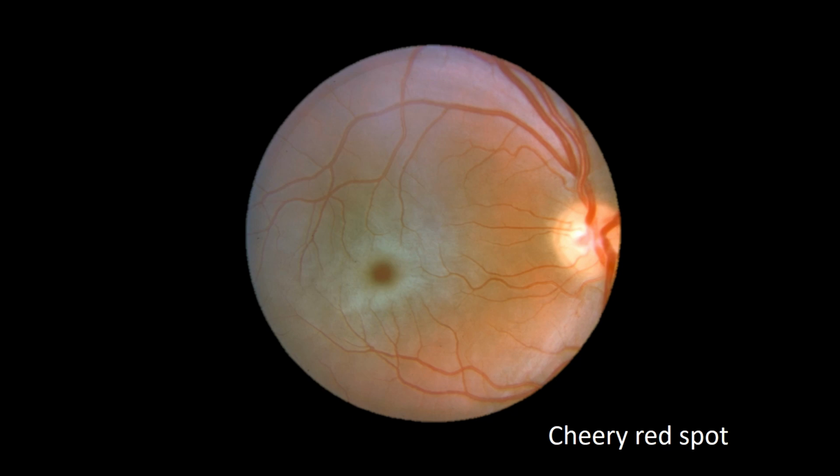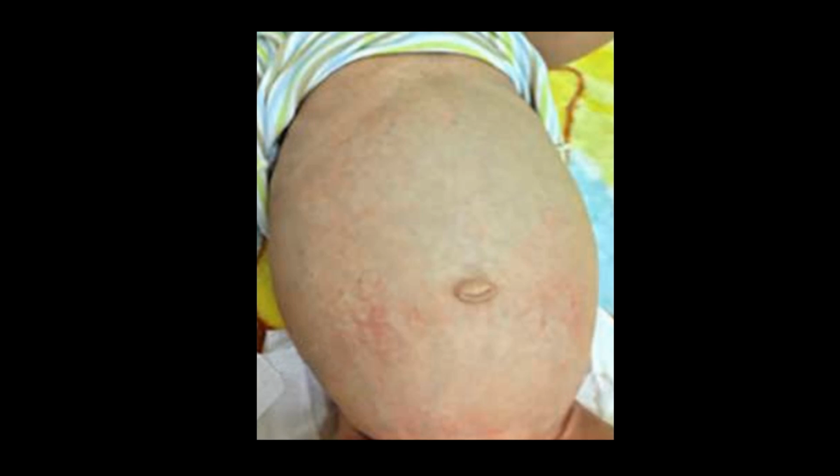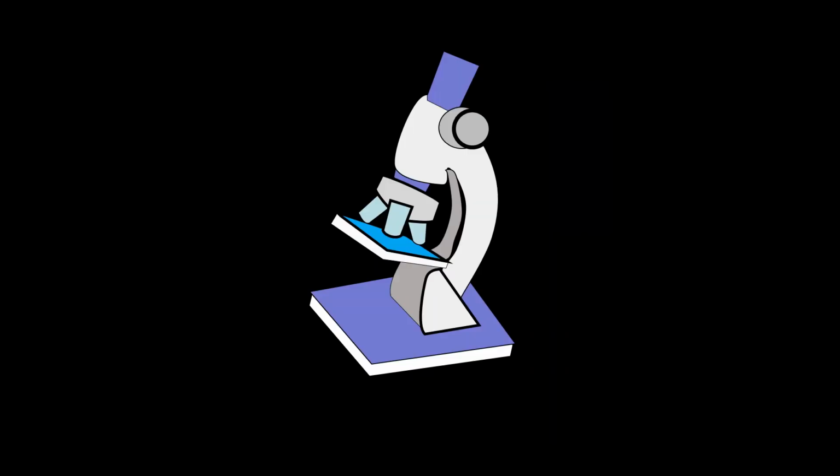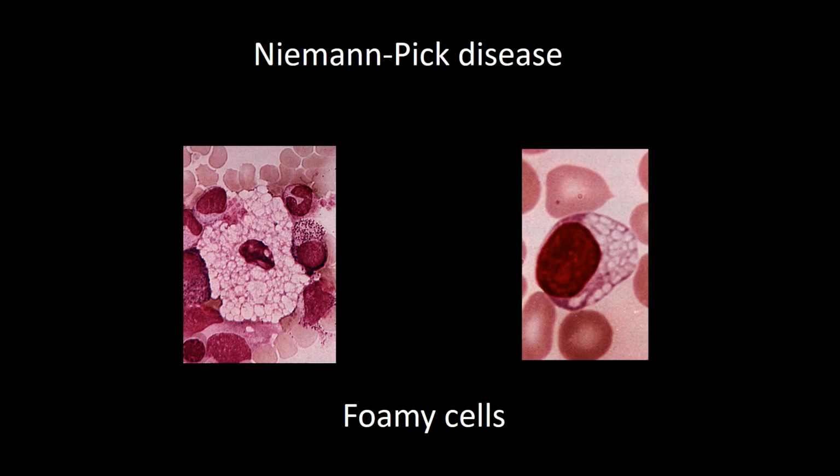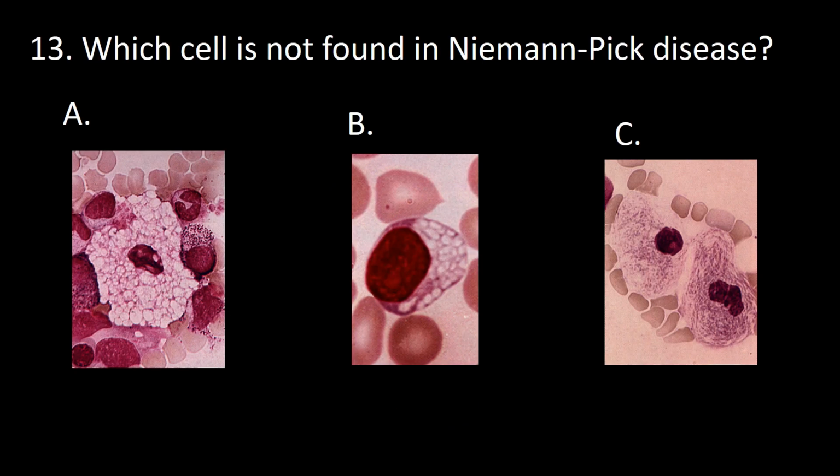Patients with Niemann-Pick disease present with signs of gray matter deficit and a prominent cherry red spot, and in some cases a very large liver. Bone marrow and hematologic studies show lipid-laden macrophages called foam cells. So the answer to this question is C.